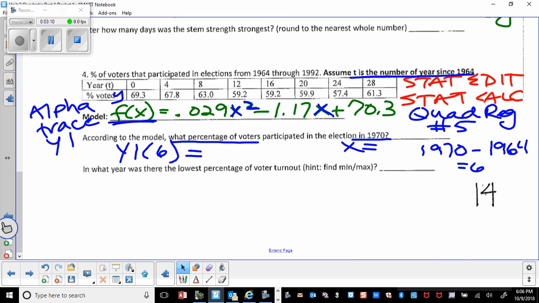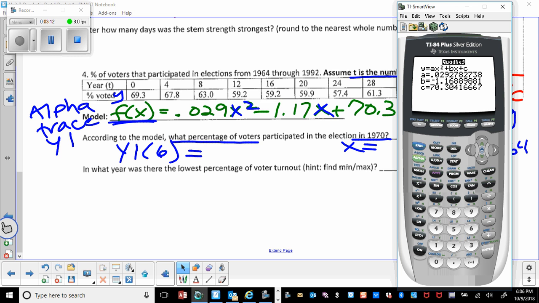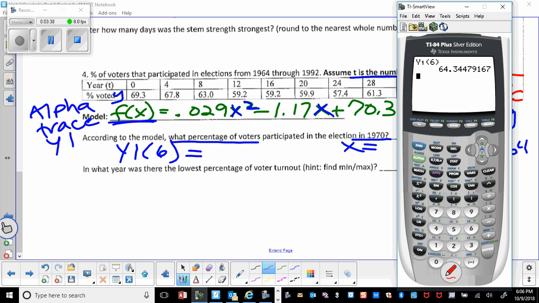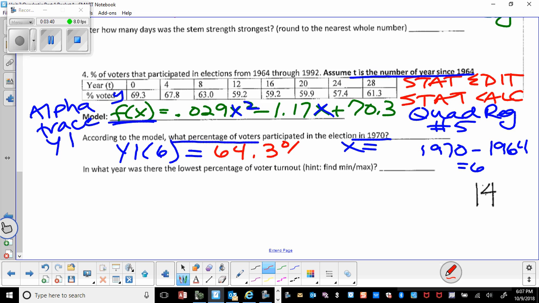So I'm going to do alpha trace. Okay, alpha trace. Oops, let me quit out of here. So alpha trace, and I get my Y1. That's my function, that's F. And that's my model, and I'm going to put 6 in there. That would be 1970, 6 years after 1964. So that would be 64.3. And that is the percentage of voters who participated in that election.